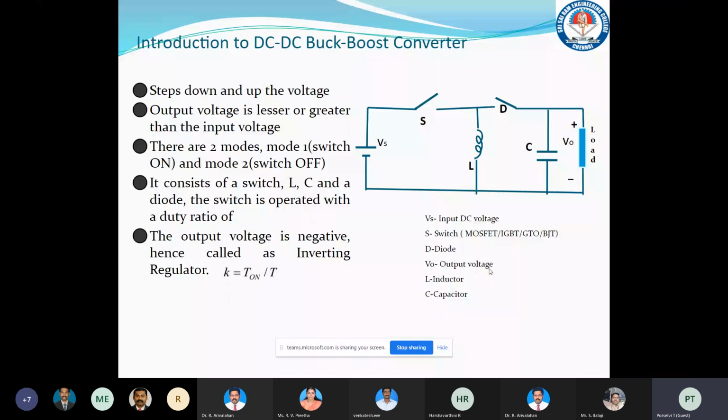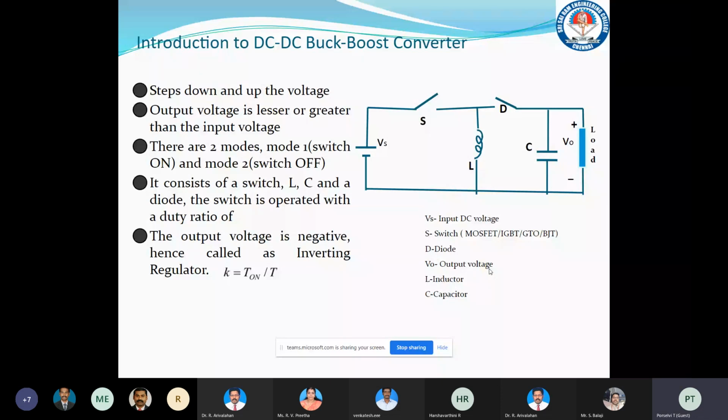This is going to work in the two modes. Mode 1, during which the switch is in the on condition, and mode 2, during which the switch is in the off condition. Again, the switch is going to operate with a duty ratio of K is equal to T on by T. If we check the polarity of the output voltage, the polarity will be opposite to that of the input voltage polarity. Because of this reason, this is also called an inverting regulator.